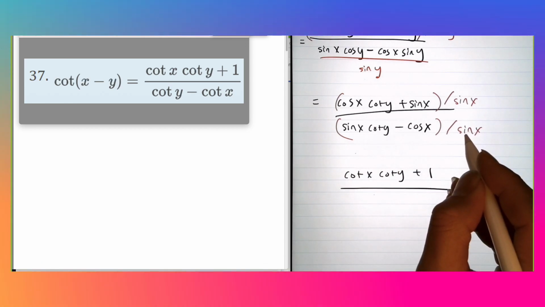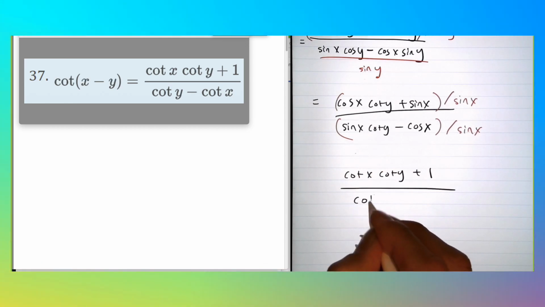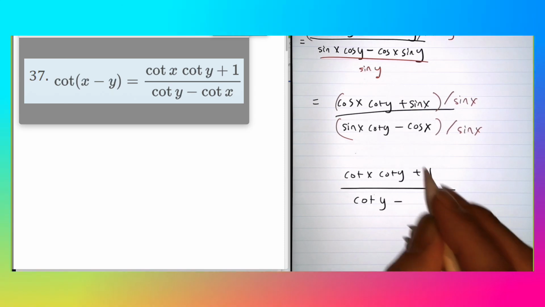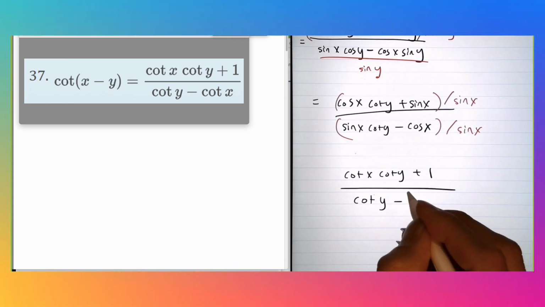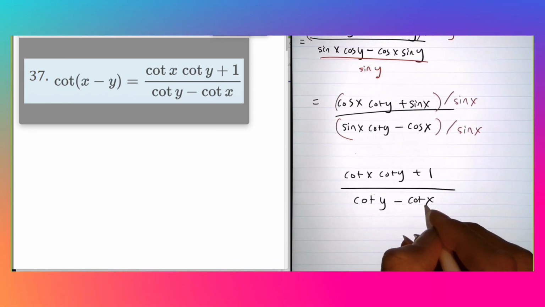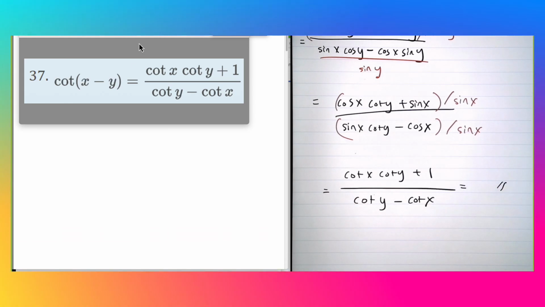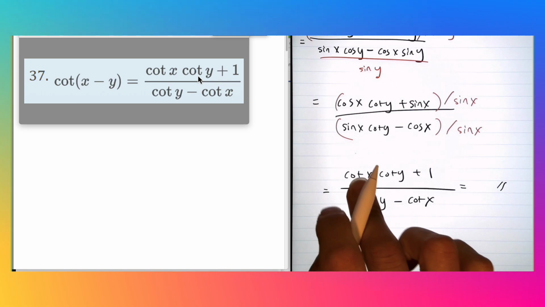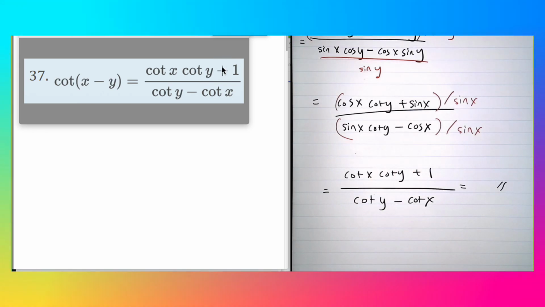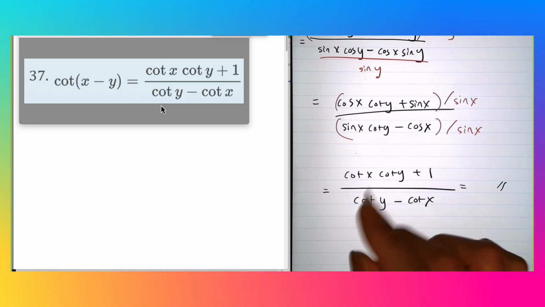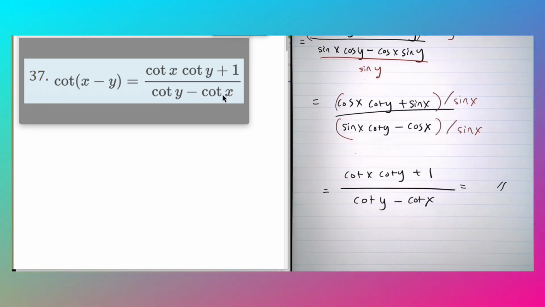Sine of x over sine x will cancel, leaving you with cotangent y, minus cosine x over sine x, which is cotangent x. And guess what? That's equal to the right side of the equation: cotangent x, cotangent y plus 1 over cotangent y minus cotangent x. So there it is.